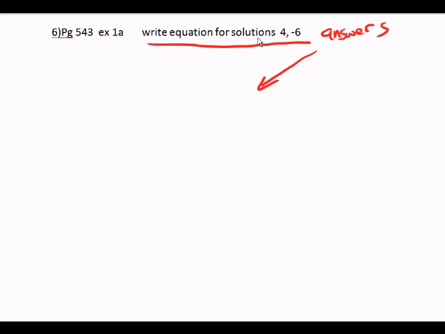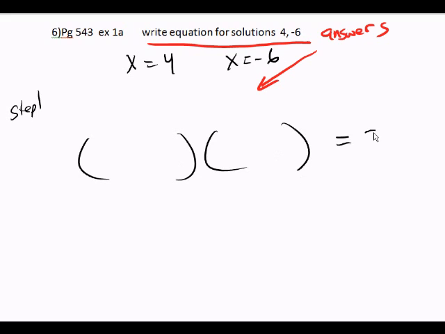Okay, so write equations for the solutions. See, this is x equals 4 and x equals negative 6. I'm going to write it down. So what you do when you do this, step number 1, you're going to write 2 big parentheses, and it's going to be equal to 0. You're going to put an x and an x in this spot.